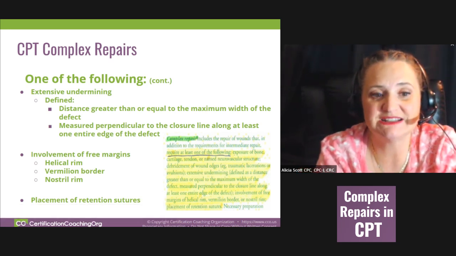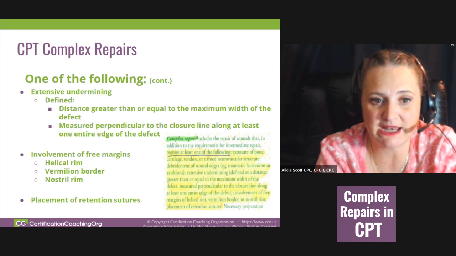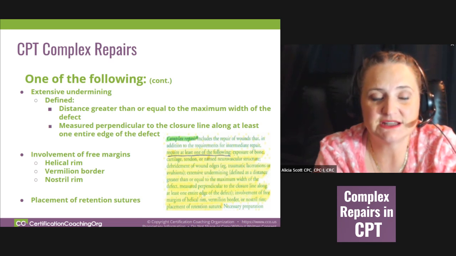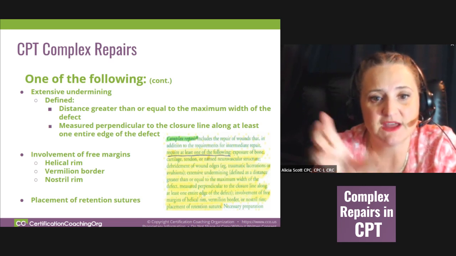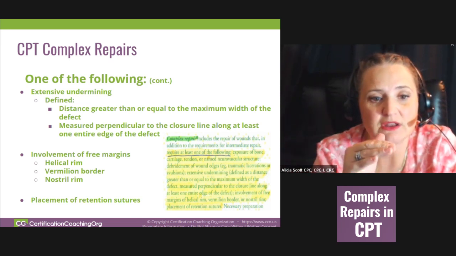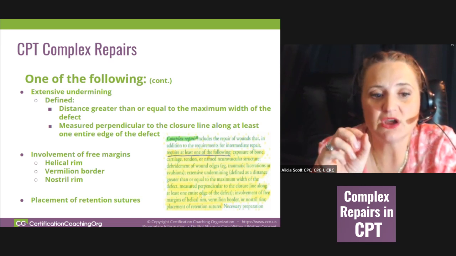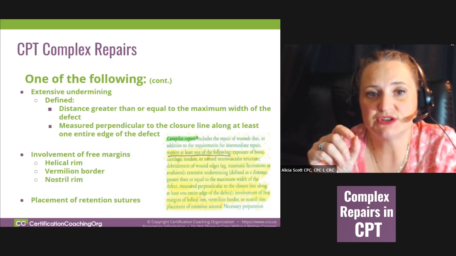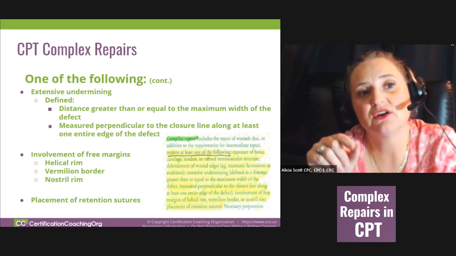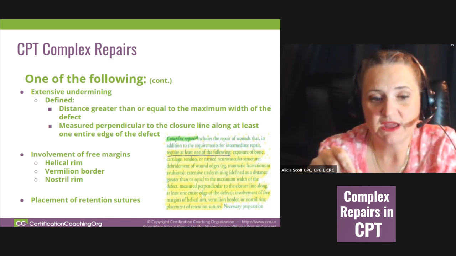Continuing on, extensive undermining. Let's see. I guess I copied that from the previous. Sorry about that. You got to see that twice. Let's move on to involvement of free margins. Now, when we talk about free margins, that is usually associated to an area that's very difficult to suture.